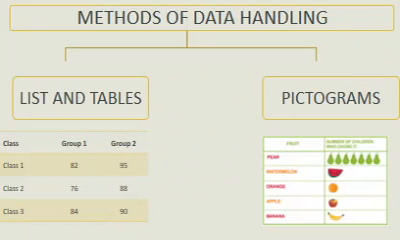In the previous video, we have already discussed data and methods of data handling. Let us revise that data handling can be done in two different styles: lists and tables, and pictograms. In lists and tables, we will make different rows and columns for showing our data. But in pictogram, we will write the information or data in the form of pictures and symbols.